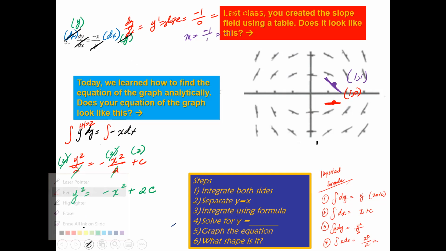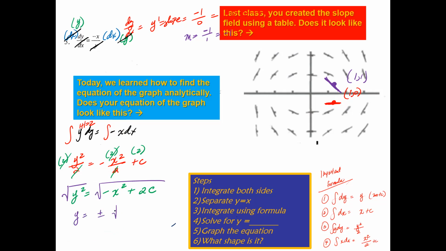How do you get rid of a square? Well, opposite of a square is a square root. So y equals plus or minus square root of -x squared plus 2c. And if you look at the shape of this, it is going to look something like a semicircle. And that is your graph.